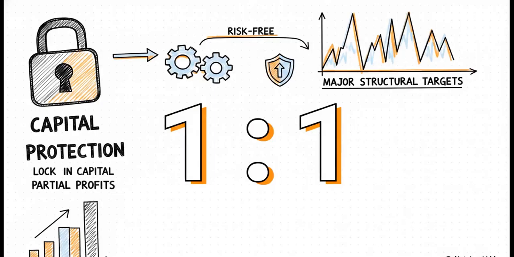Once you're in, it's all about playing defense. You have to take partial profits at a strict 1-to-1 risk-to-reward ratio. Do that, and you lock in capital, making the rest of the trade completely risk-free. Then you just let the runner go for those major structural targets.